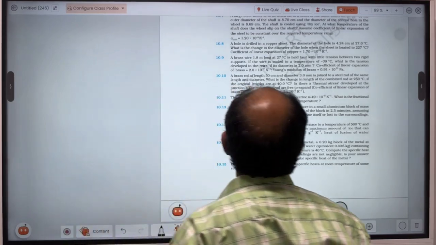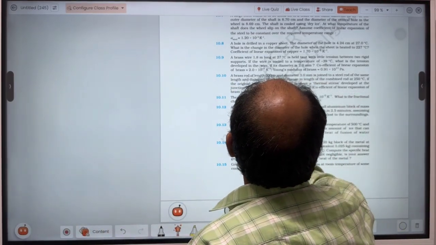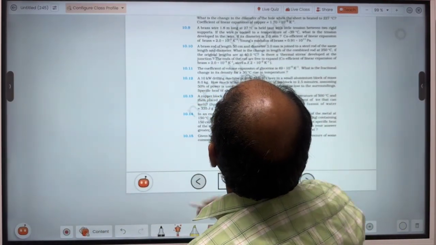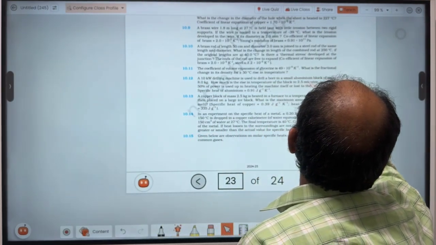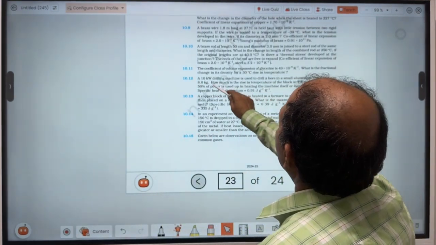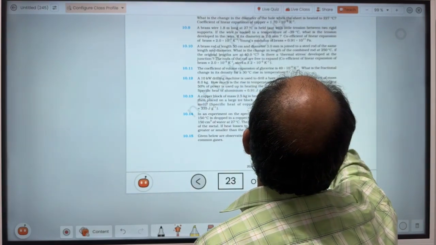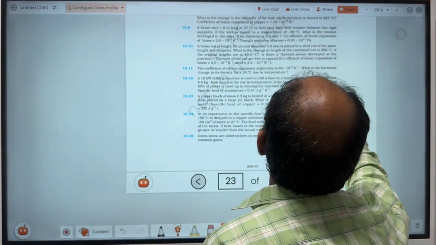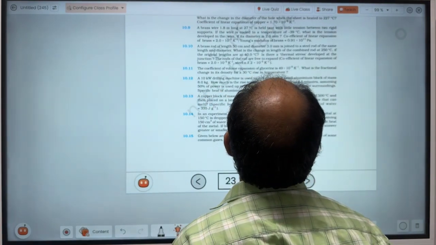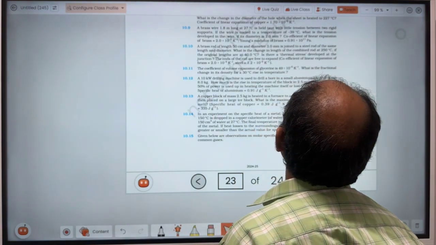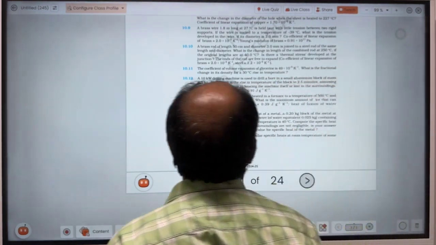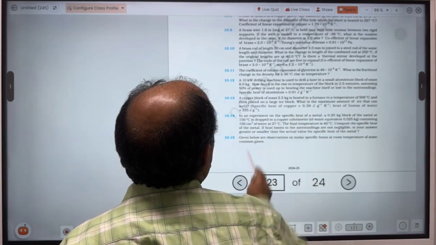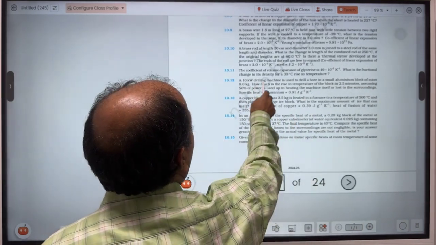Next question says, a 10 kilowatt drilling machine is used to drill a bore in a small aluminum block of mass 8 kg. How much is the rise in temperature of the block in 2.5 minutes, assuming 50% of power is used up in heating the machine itself or lost to the surrounding? Specific heat of aluminum is this much. Here you have read the information.